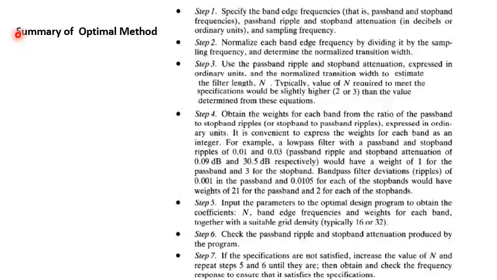The fourth step would be to obtain the weights for each band from the ratio of the pass band to the stop band ripples, or vice versa, that is stop band to the pass band ripples, expressed in ordinary units. It is convenient to express the weights for each band as an integer. For example, a low pass filter with pass band and stop band ripples of 0.01 and 0.003, pass band ripple and stop band attenuation of say 0.09 dB and 30.5 dB respectively. Okay, so these are the ordinary numbers, and these are in decibels. Such a case would have a weight of 1 for the pass band and 3 for the stop band. That's 0.01 divided by 0.03.